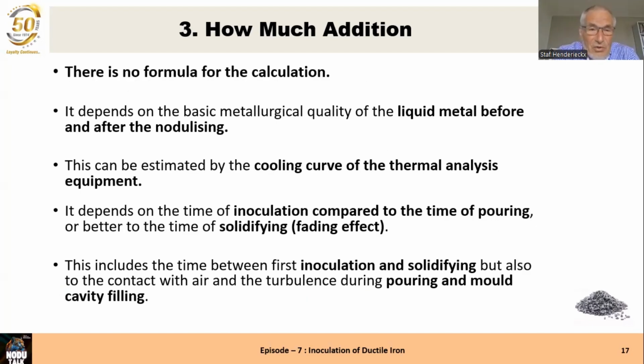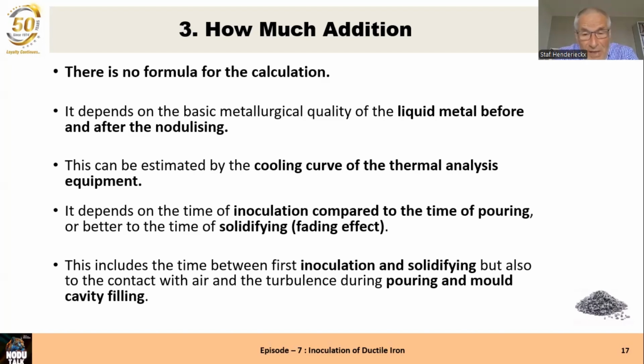How much do we have? There is no formula for calculation. Be aware of that. No one can give you a formula of calculation. It depends on the basic metallurgical quality of the liquid metal before and after nodulizing. And that will many times be different. So be aware, a calculation will not help. What can we use? We can use the cooling curve of the thermal analysis equipment. That's the best tool in the foundry itself for deciding how much inoculant you will have to use.